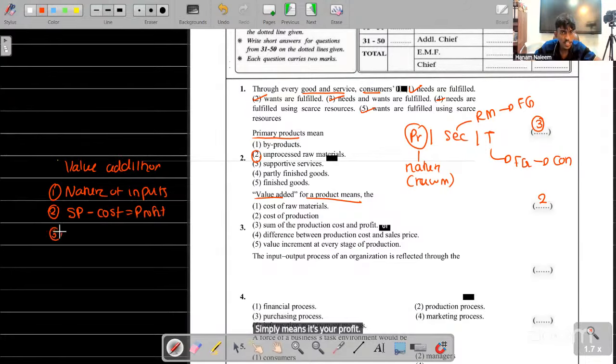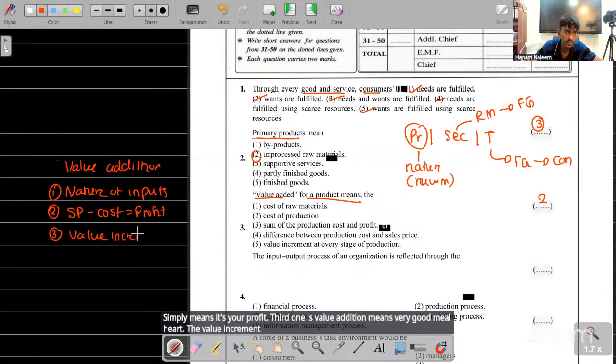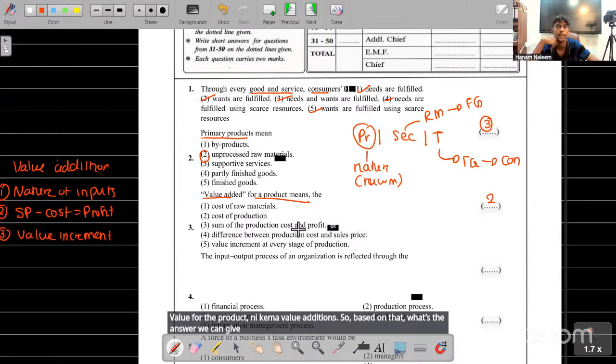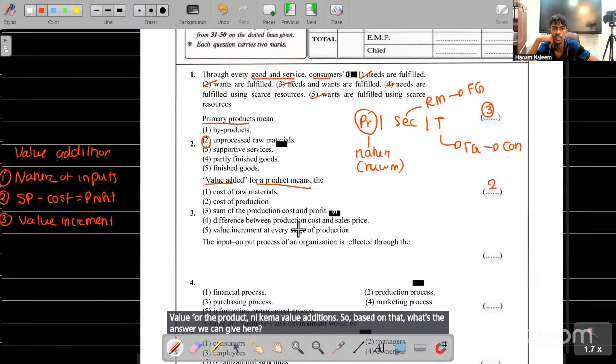The third one is value addition means, very good Milhan, the value increment at each stage. A product goes through different stages, and at each stage you add value to the product. That is value addition. So based on that, what's the answer we can give here? Value added of a product means what?